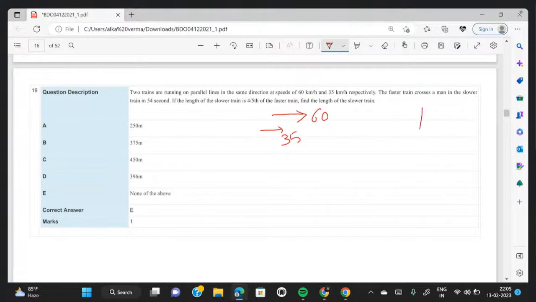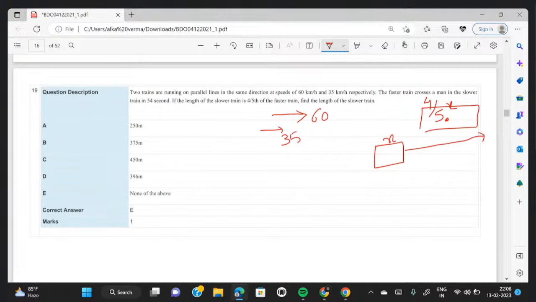Okay. So suppose this is a train. A person is sitting here. The second train comes and it crosses it entirely. Now, if the length of the slower train is 4/5 of the faster train, so suppose this is the slower train, so this will be 4 upon 5x and this is x. This I am taking as the length of the train. Find the length of the slower train. We have to find the length of this, x. Okay, no problem.